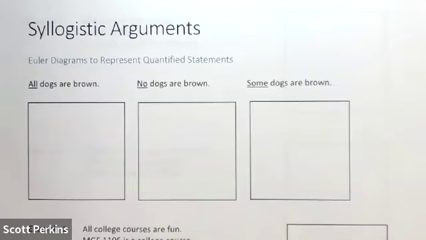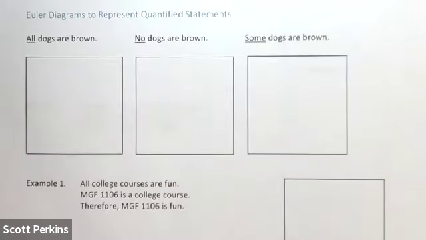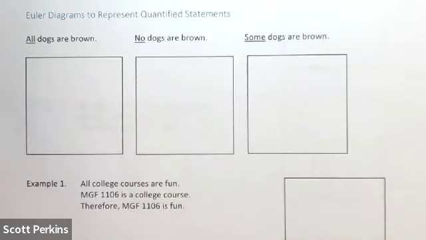So before we do any arguments involving this, I'm going to show you the three basic ways we can draw our Euler circles for this. So I'm going to introduce the quantified statement. First, we could have a simple statement like this. All dogs are brown. We are going to use circles to represent that relationship. I know that's not a true statement. Don't worry about the truth value of the statements, but I want to represent what it says there. All dogs, if I see a dog, it is brown.